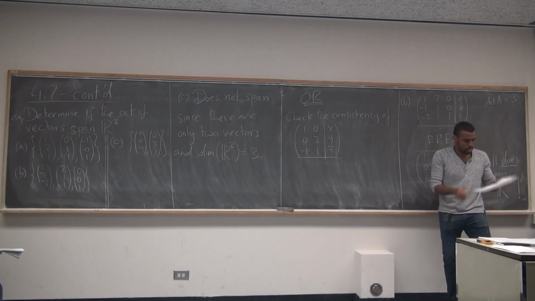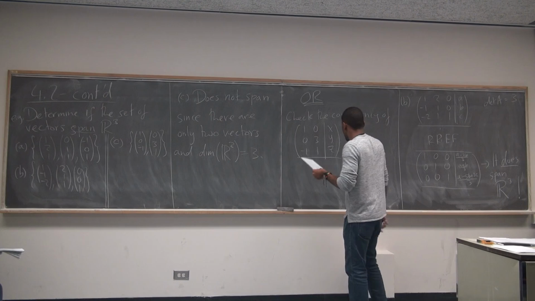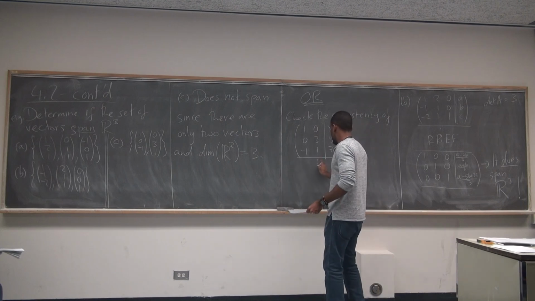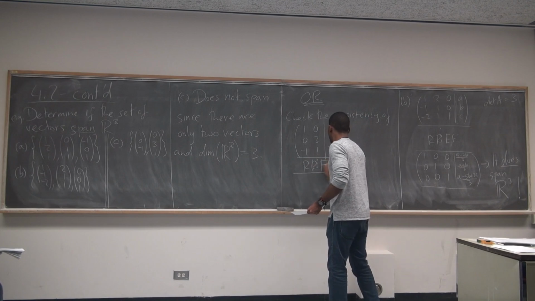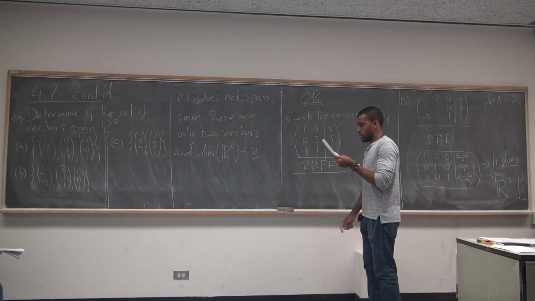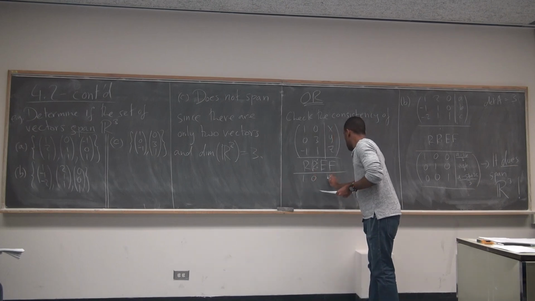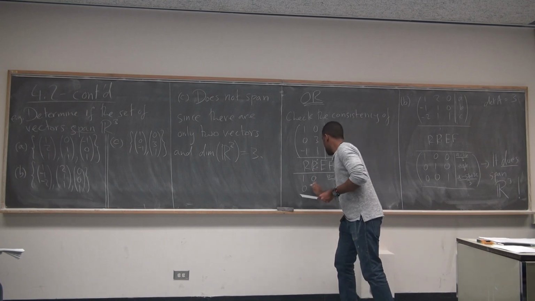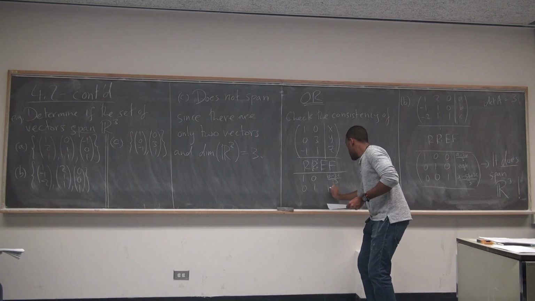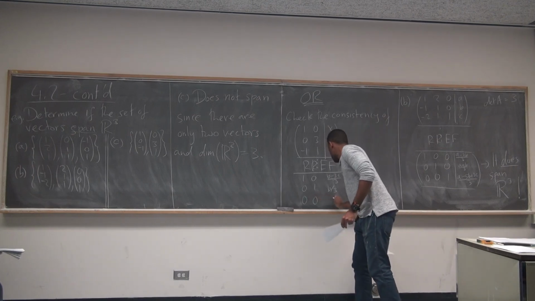And did I actually write that down? Please tell me I did. And I did. So if you found the reduced row echelon form of this, it would have been 1, 0, b minus 3c over 3, 0, 1, b over 3, and then 0, 0, 0.